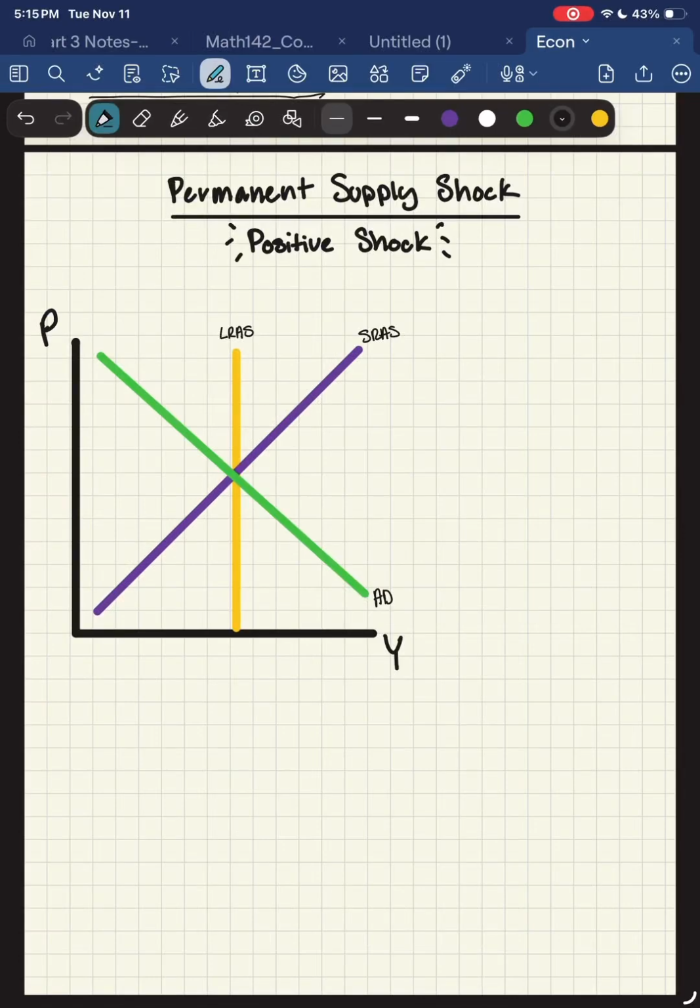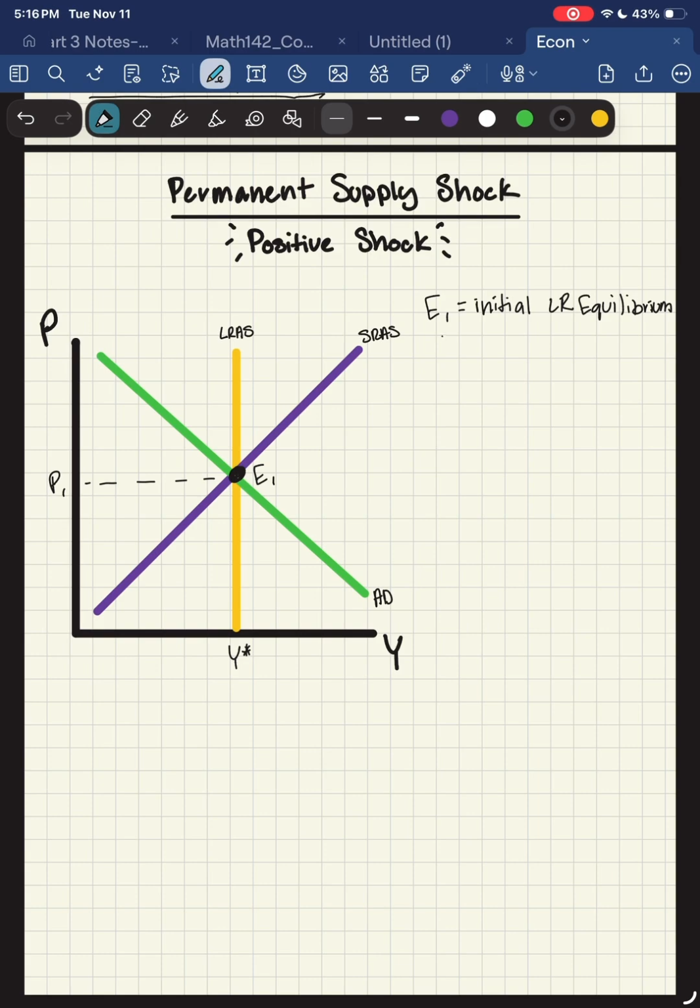This video is going to be about positive permanent supply shocks. So first we have to start off with labeling our graph. So we start with E1 at equilibrium, Y star is equilibrium output, and then draw lines over to P1, which is equilibrium price. So let's define this over on the side. E1 is going to equal initial long run equilibrium.